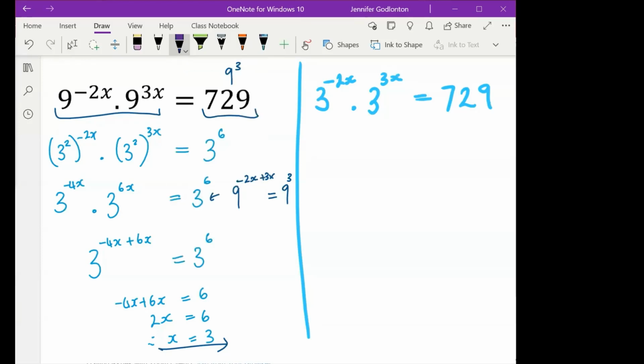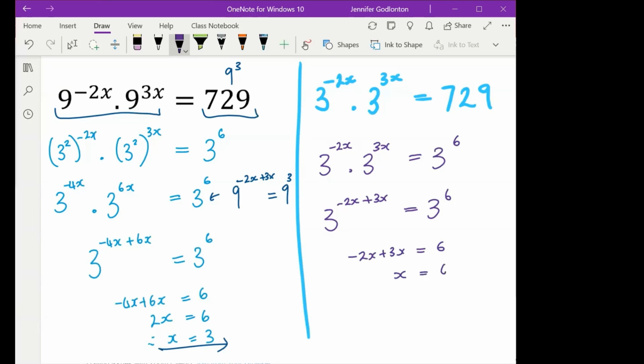So we've got 3 to the negative 2x times 3 to the 3x is equal to 3 to the power of 6. Now here, that's going to be 3 to the negative 2x plus 3x is equal to 3 to the 6. And so negative 2x plus 3x is 6. And negative 2 plus 3 is just 1x, which means x is 6.